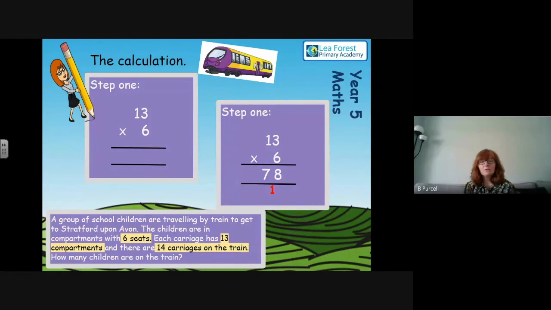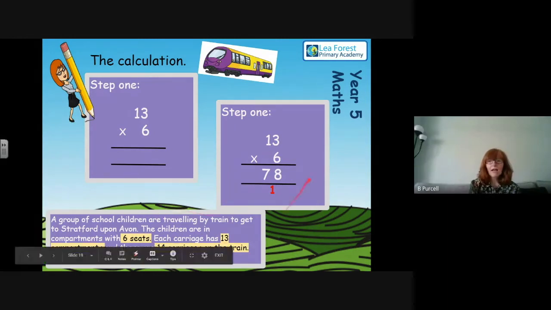So what have I got to do now? I don't know. Can you tell me what I've got to do now? I've done this part of the problem, and I've got this number here. Anyone any ideas? Can you help me? I'm a bit stuck this morning.